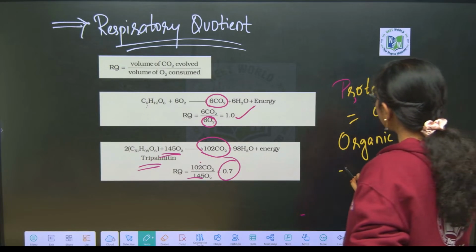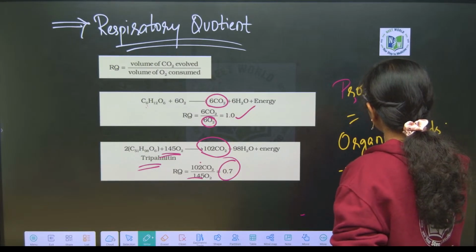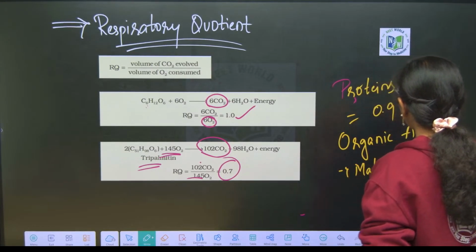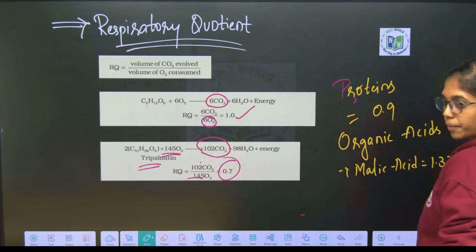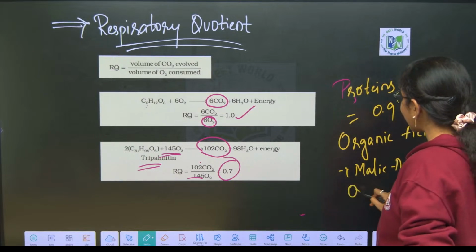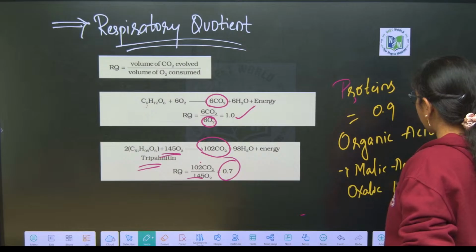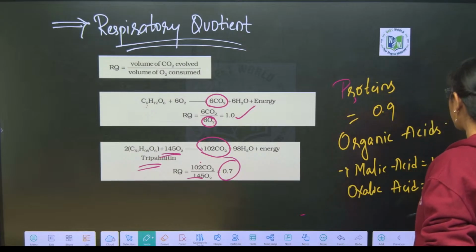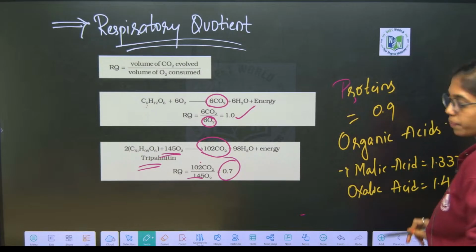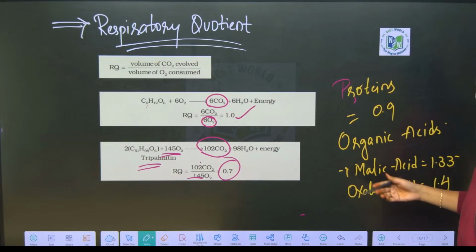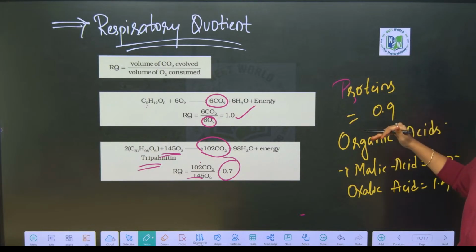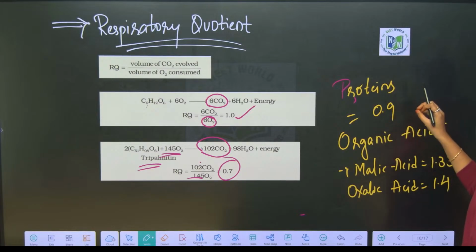For example, if it is malic acid, the value will be 1.33. If it is oxalic acid, the value will be 1.4, like that. It will be more than 1. For proteins it will be less than 1 only. Oxygen is consumed more for oxidation, but not as much as for fats.